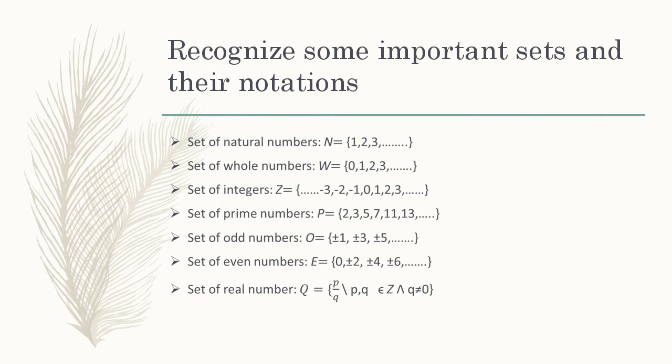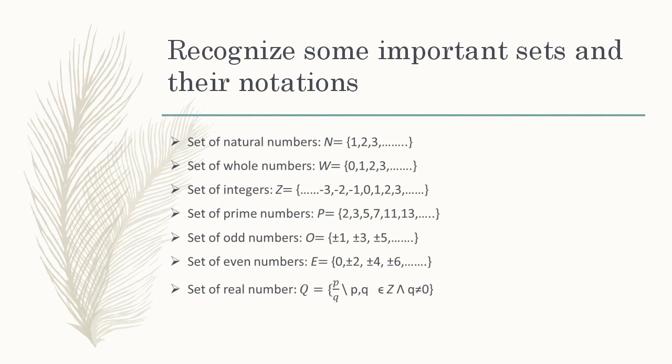Set of prime numbers. We represent it as P equals 2, 3, 5, 7, 11 and so on. Set of odd numbers by O, plus minus 1. Both positive and negative numbers are included in the set of odd numbers and the set of even numbers. In the set of even numbers 0 is also included.